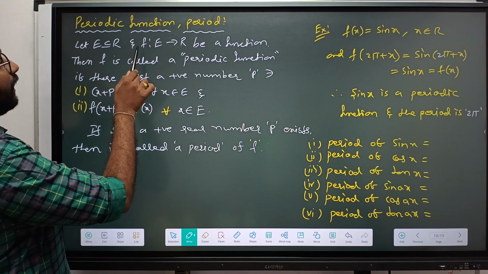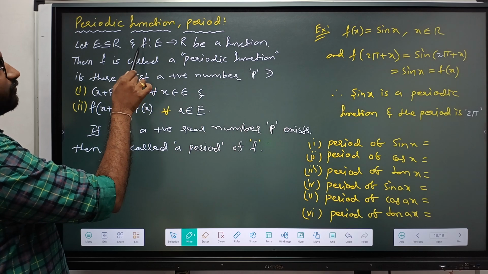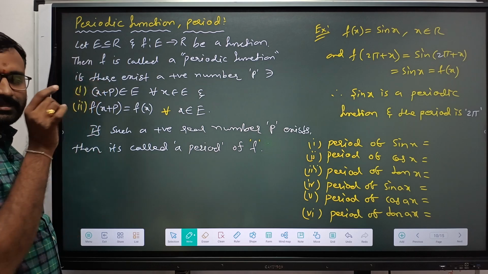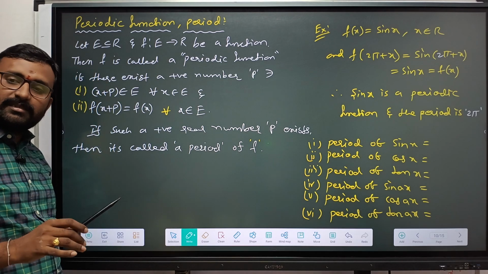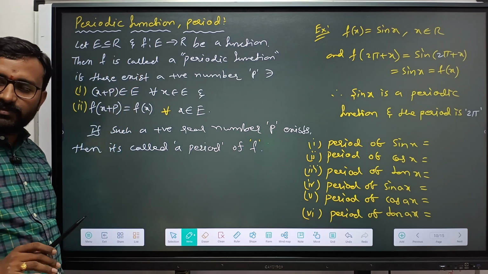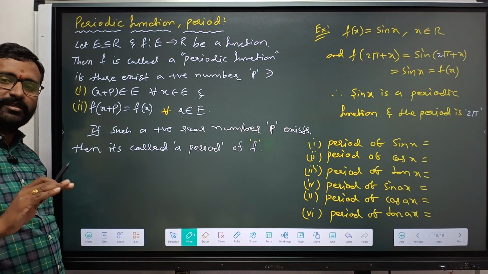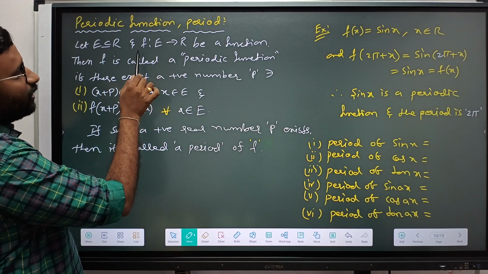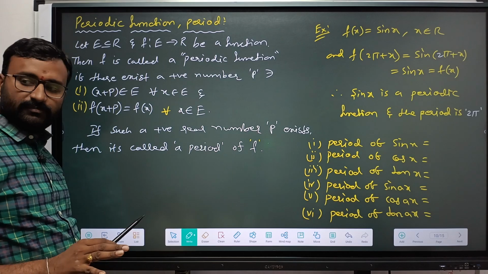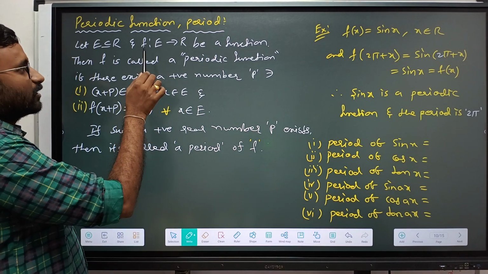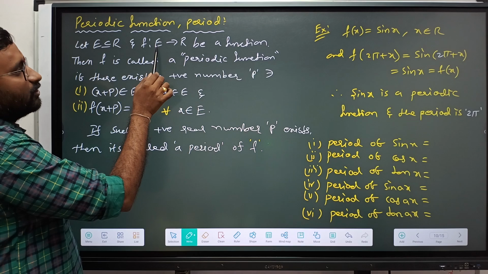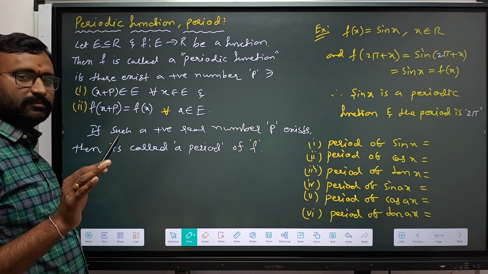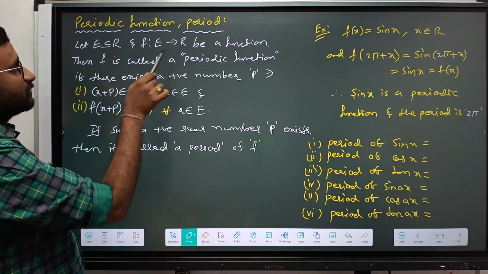And how the function is defined: this is the function f from E to R. The set you are taking from real numbers is the domain, and the range is always what? Real numbers. What you substitute in the function, you should get again a real number. That is domain and range. f from E to R is the function. By substituting the values from E, you should always get only real numbers.